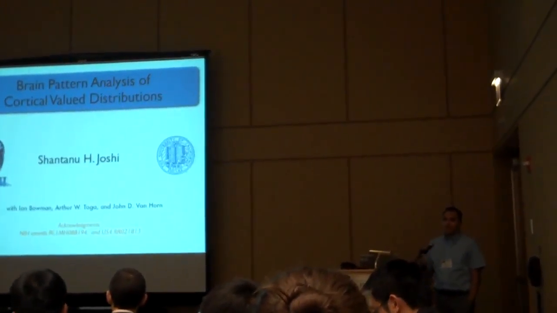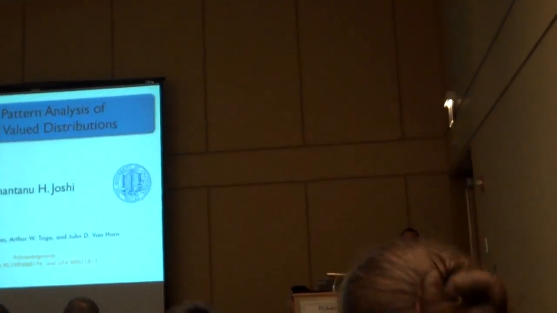And I'm going to talk about analyzing cortical features via their distribution functions. So this is joint work with Ian Bowman, Alfred Doga, and Jack Van Horn at UCLA.